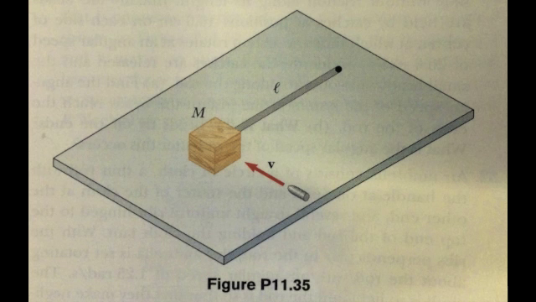Here's figure 11.35 from the problem. As you can see, the bullet, mass lowercase m, is hitting the block, mass capital M, which will be rotating on the rod L.